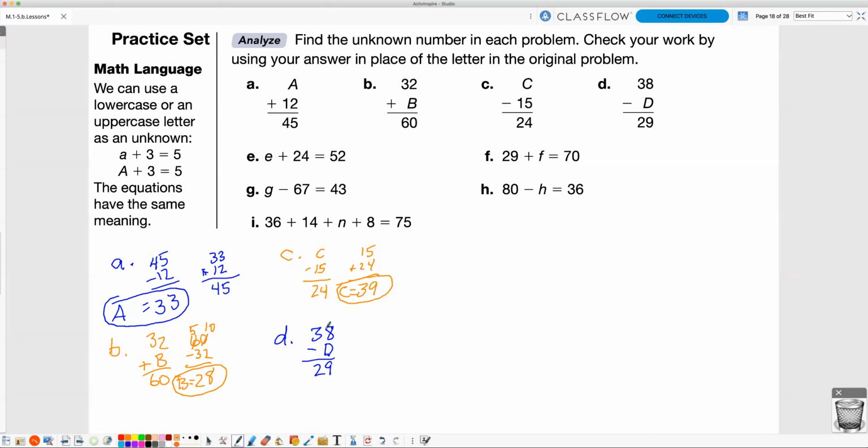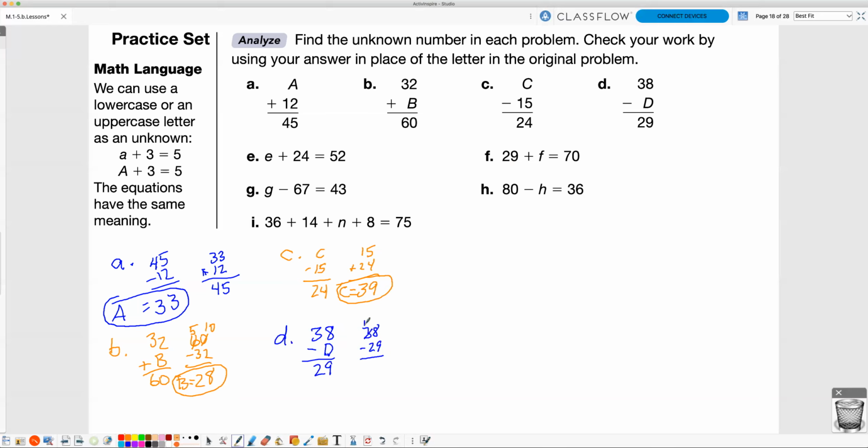So just think about this. This is the largest amount. This is a smaller amount. But what would it take in order to determine this subtrahend here? Well, in this case, I would have to take 38, and I need to also subtract 29 to find out what the other missing piece is.